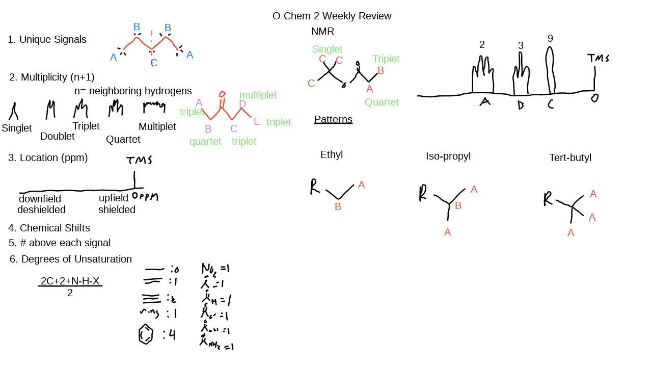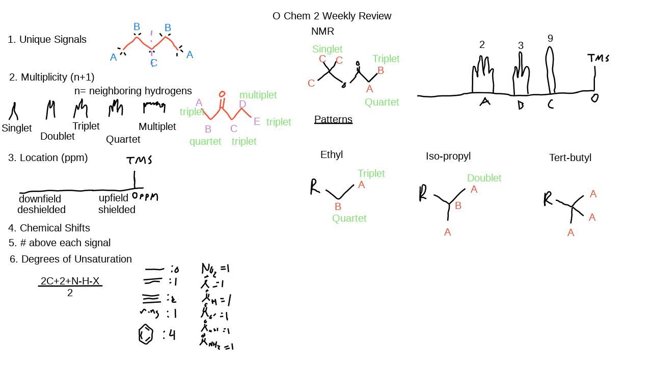A is neighboring B, B is neighboring A, so A should be a triplet. I'll just write a T. Actually, I'll just write the word. B should be a quartet because it's neighboring a methyl group. So both A's are neighboring B, which is 1 hydrogen. So both of the A's have a doublet, but we only write 1.